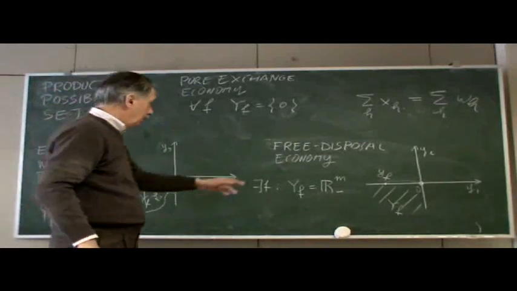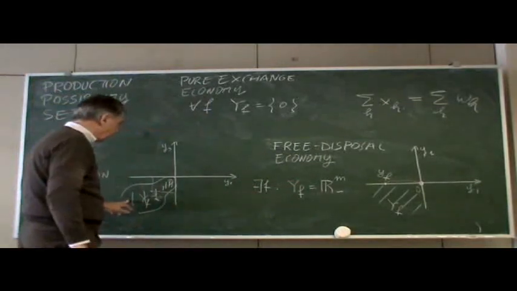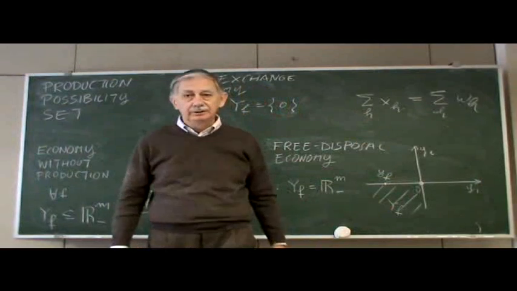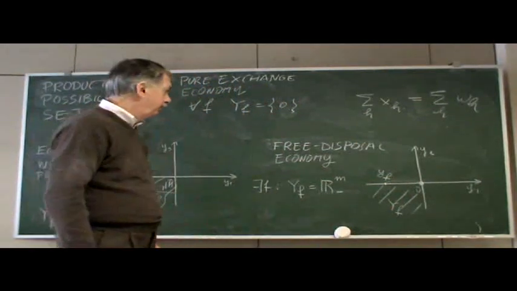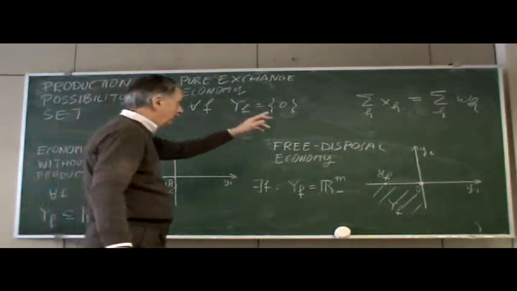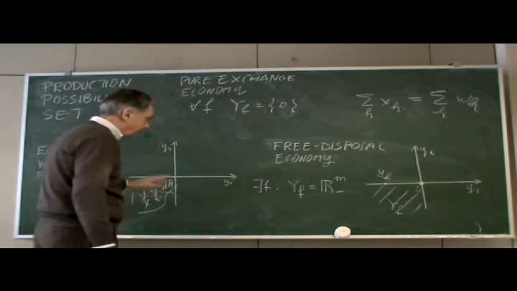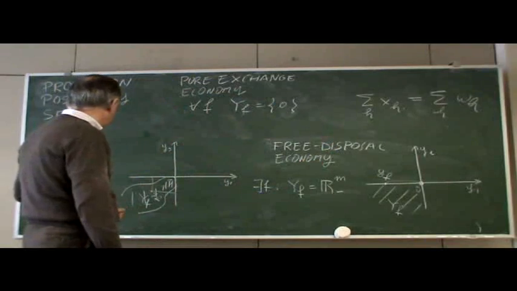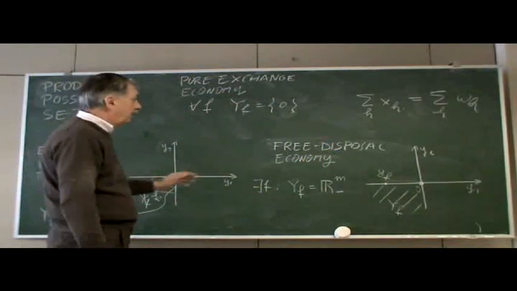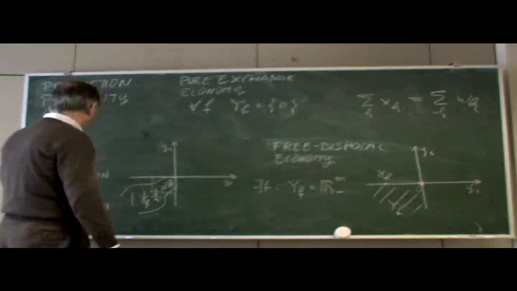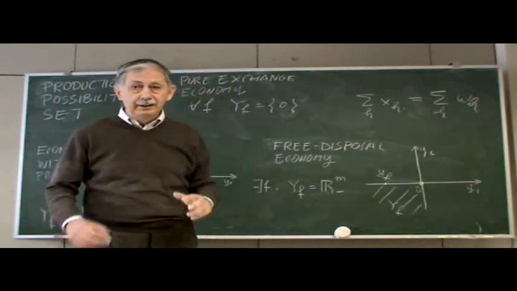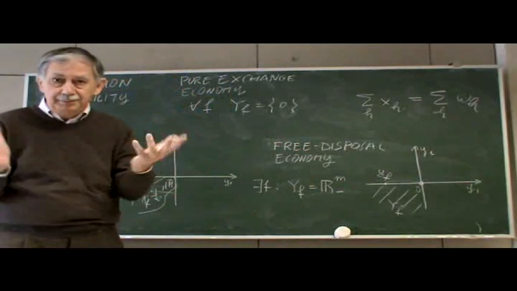So, the second case is a particular case of the first, the third case is a particular case of the second. Also, the third case is a particular case of the first. Is it clear? All these three cases are without production, but there are many ways in which an economy without production can be organized.